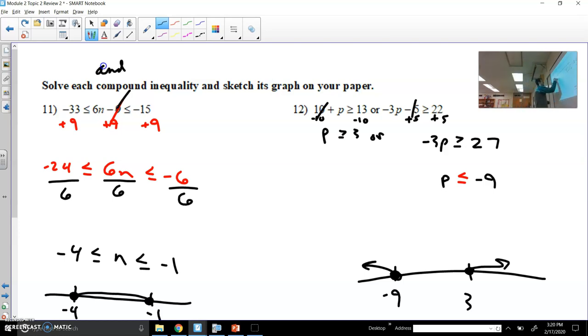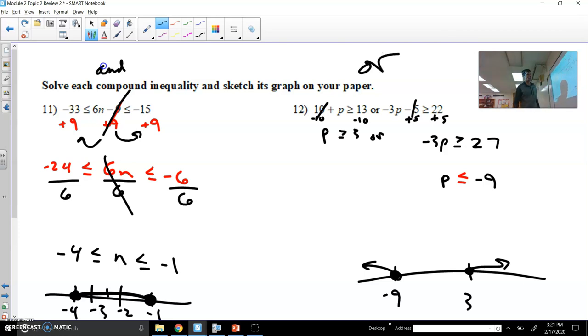So we're going to start by adding 9 out of the middle and over to both sides. Divide both sides by 6. And basically any value that's between negative 4 and negative 1, including those numbers, would solve the original compound inequality. So again, values like negative 3 or negative 2 or negative 2.5, any value in the middle would solve that.